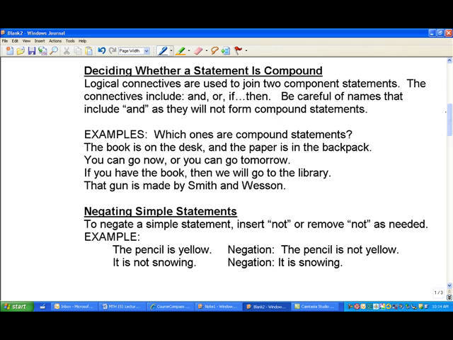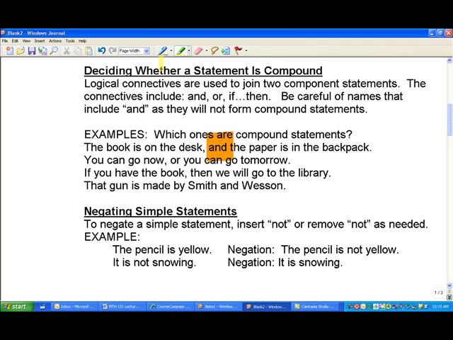The book is on the desk and the paper is in the backpack. Would that be a compound statement? And the answer is yes. Let me go to yellow because it's a little bit smaller. The answer would be yes because we have two component statements, the book is on the desk and the paper is in the backpack, that are joined by the logical connective, the word and.